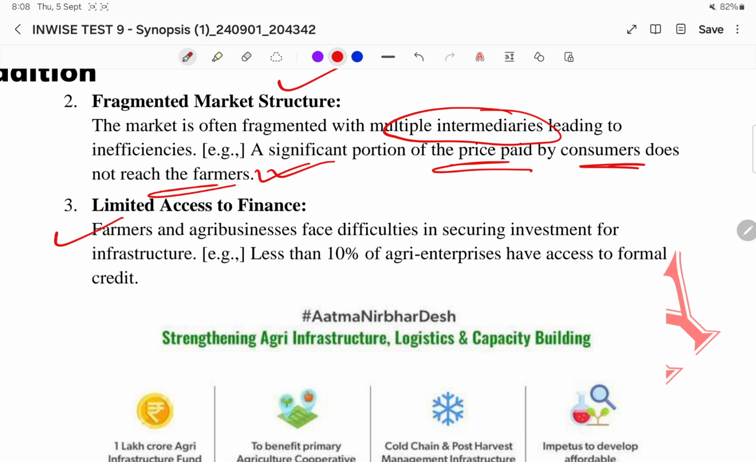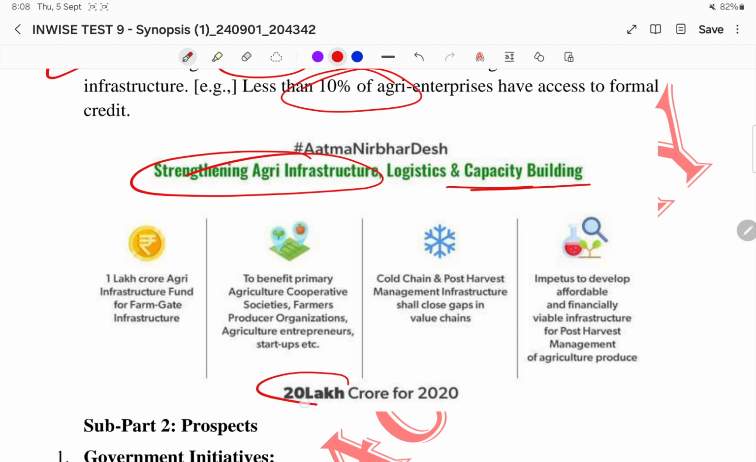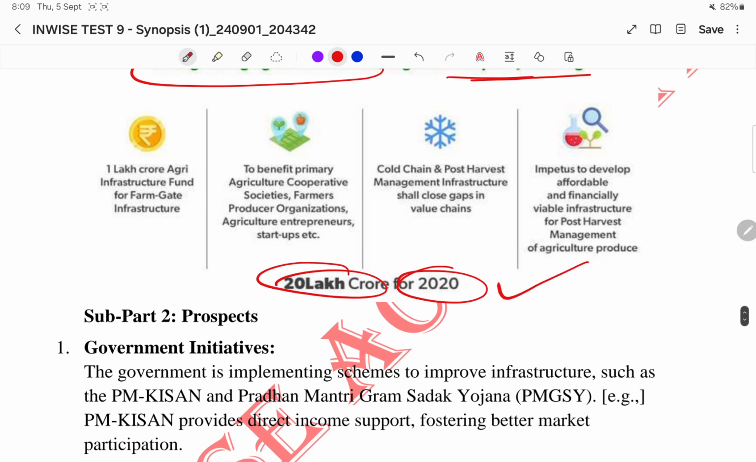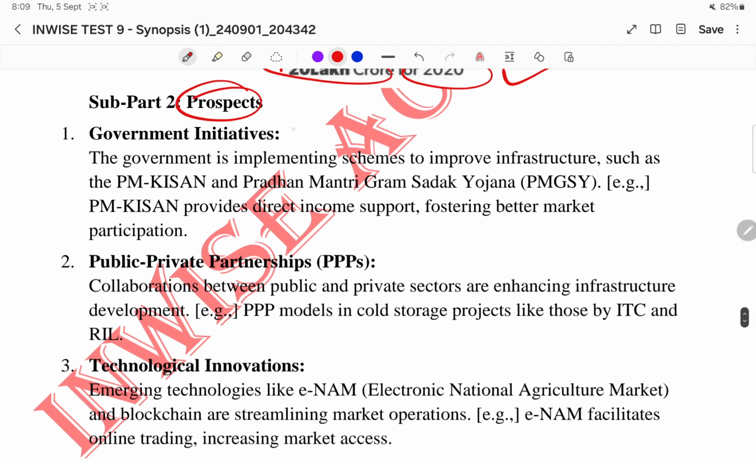Then limited access to finance. Farmers and agribusinesses face difficulties in securing investment for infrastructure. Less than 10% of agri enterprises have access to formal credit. So these are about strengthening agri infrastructure, logistics and capacity building. There is the 20 lakh crore package for 2020 that they adopted in a budget scheme also, right? So just go through it once. Then what are the prospects of it? Government initiatives like PM Kisan and Pradhan Mantri Gram Sadak Yojana will support direct income.